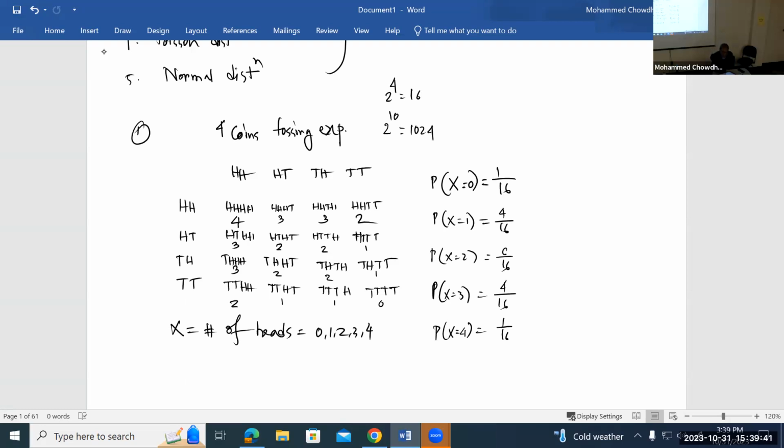A coin is tossed 10 times. Find the probability of exactly 7 heads. Find the probability of at least 2 heads. How can you do that? Are you understanding?